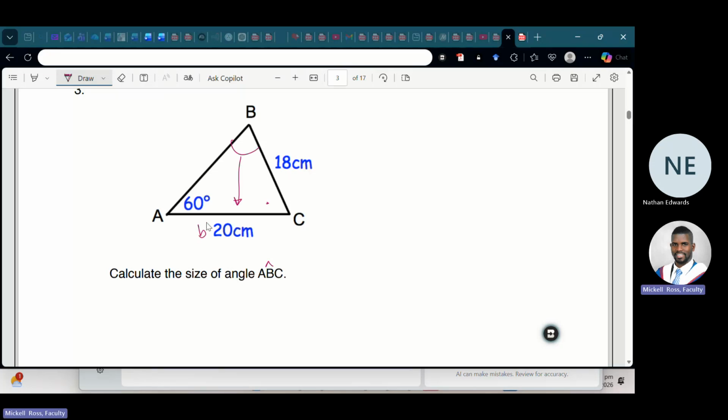So this is B, it's A, that's C. So A is going to be 18 over the sine of angle A, which is 60, equals B, which is 20 over the sine of angle B, which is what we want to find, equal to C, which we don't know, over the sine of C, which we don't know and would not be able to find because we have two unknowns in the angle. So this one we're not using at all because it has two unknowns.